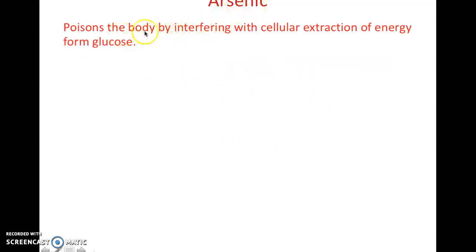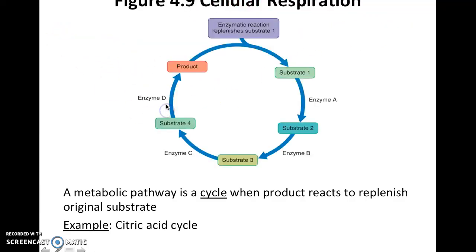Arsenic is a chemical that we know as a poison, and it actually works by preventing the cell from extracting energy from glucose. Sorry, that should be from glucose. And so it stops cellular respiration. When you can't extract energy, your cells die because there is no energy available.